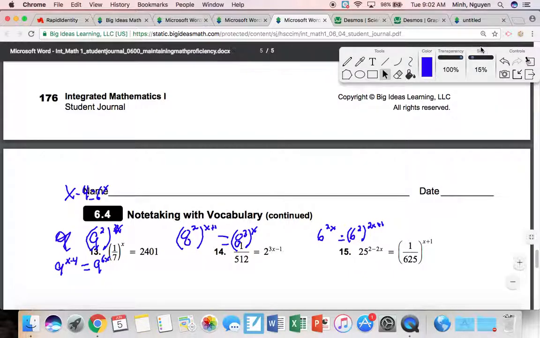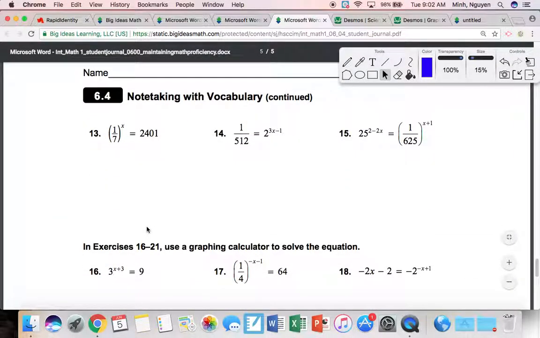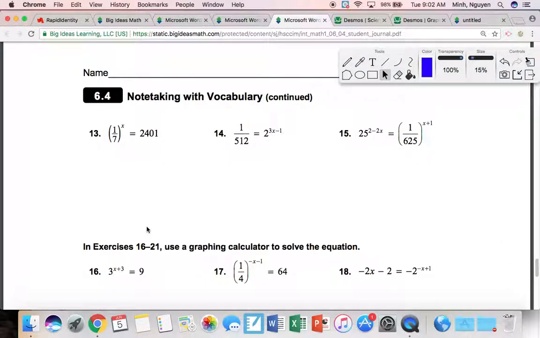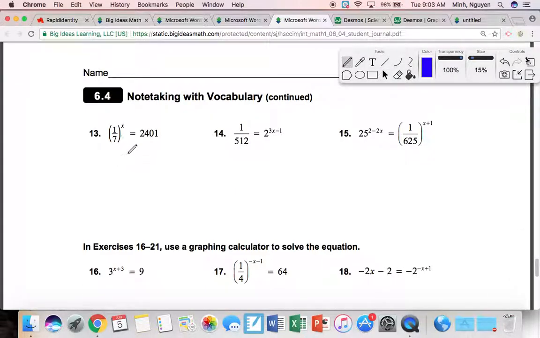Okay, let's see, 13. 1/7 to the x equals 2401. Oh boy, jeez. So this is actually, you could graph it also. Oh, but it only tells you to do that here. Okay, so forget it.